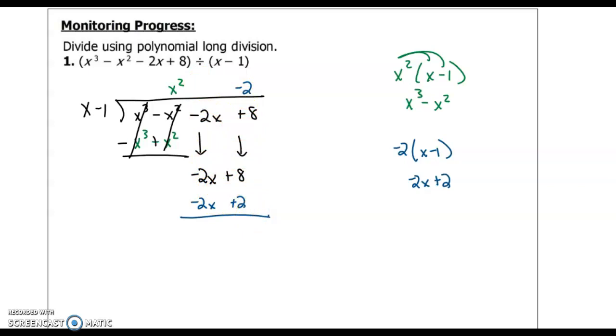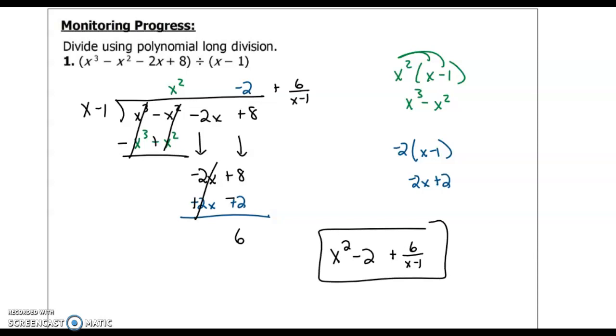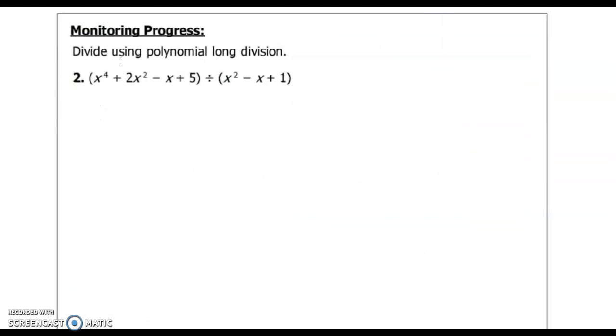So now remember, you subtract this row. So that changes this to a plus and this to a minus. So negative 2x plus 2x cancels out. That's 0. 8 minus 2 is 6. So that's your remainder. So you're going to have 6 over x minus 1. So your full answer is x squared minus 2 plus 6 over x minus 1. And that's your solution. All right, let's go ahead and try monitoring progress number 2.